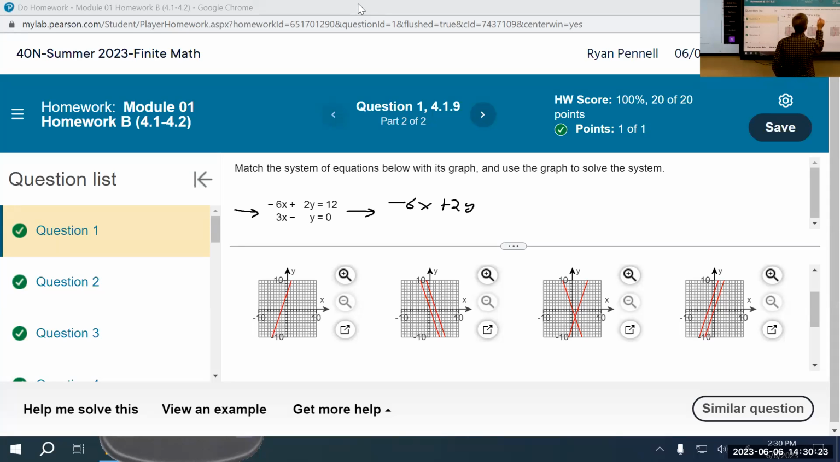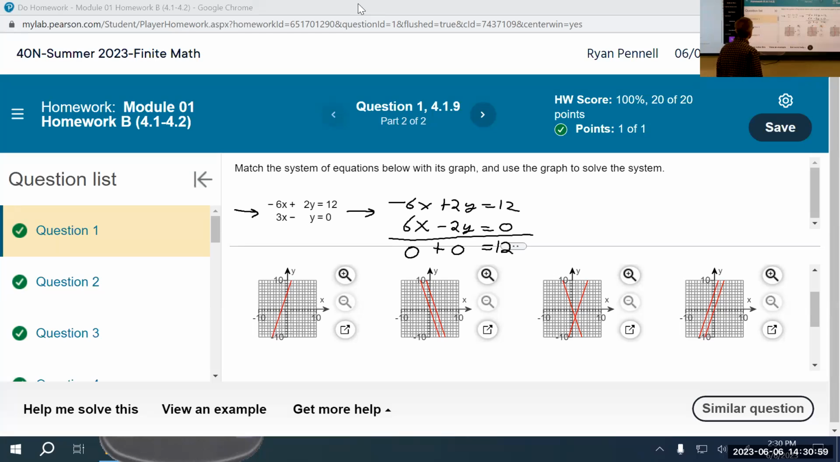-6x plus 2y equals 12. Now, what if I multiply the second equation, 3x minus y, by 2? If I do that, I get 6x minus 2y equals 0. Why would I do that? Because now my x's are equal and opposite, and something happens if you add them up. If you add these up, you get 0 plus 0 equals 12.